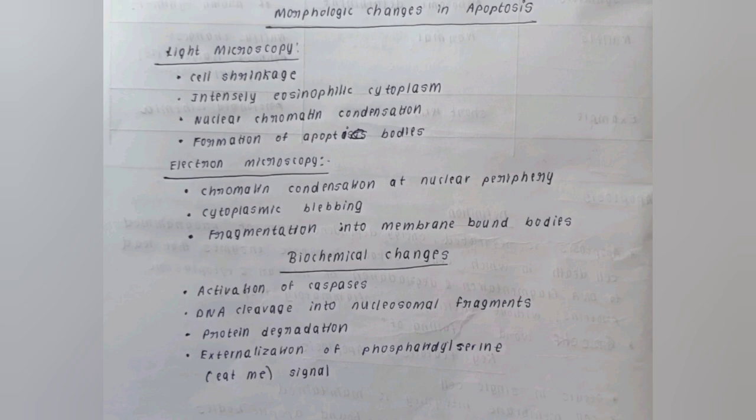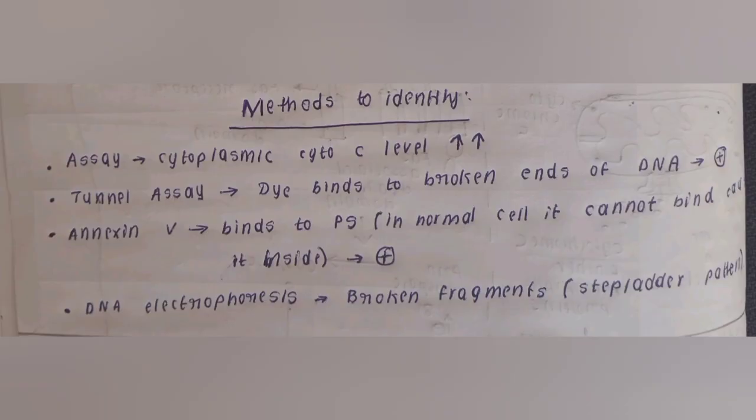And there is the TUNEL assay. So there are various findings you can see and you can determine it. So that's all about apoptosis, a topic where most of the people are a little bit confused in the mechanism, so I hope this helped.